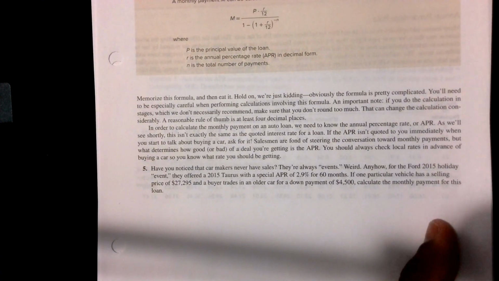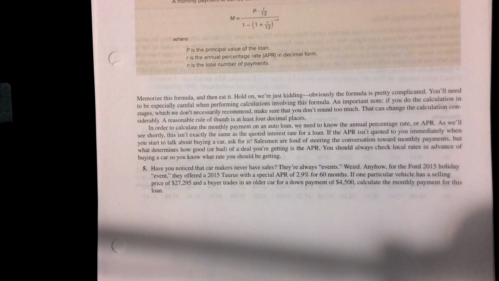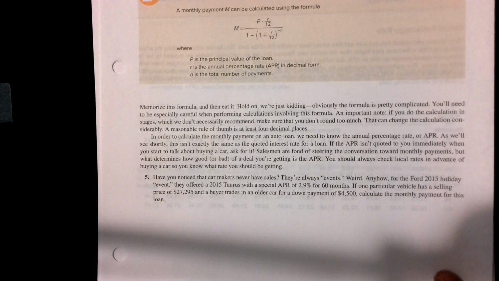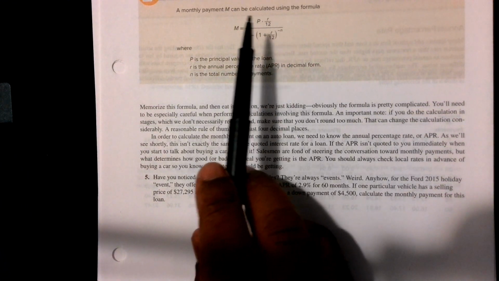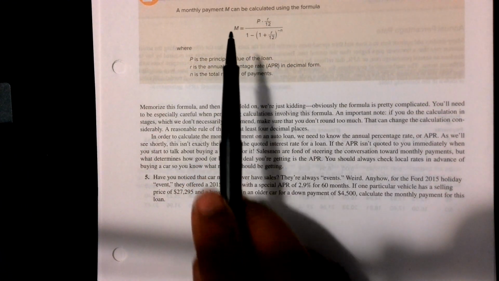Now it says memorize the formula and then eat it. Hold on, we're just kidding. Obviously the formula is pretty complicated. You'll need to be especially careful when performing calculations involving this formula. An important note, if you do the calculation in stages, which we don't necessarily recommend, make sure that you don't round too much. That can change the calculations considerably. A reasonable rule of thumb is at least 4 decimal places. Now, one other thing, in your notes for your upcoming exam, you should have this formula in it.